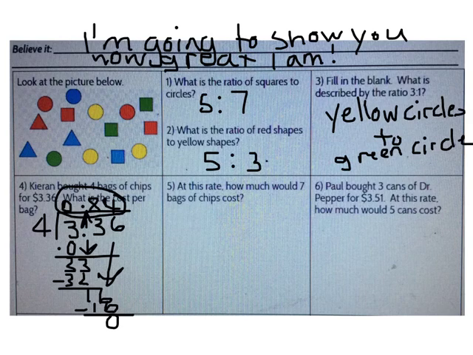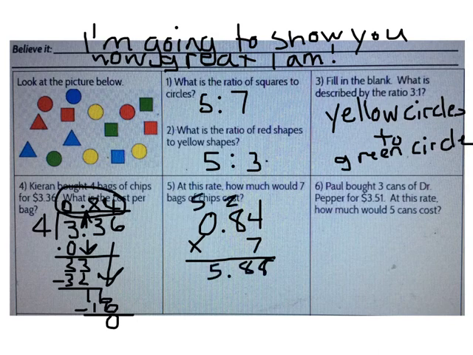At this rate, how much would 7 bags of chips cost? To find this, I can multiply the cost of one bag, 84 cents, times 7. Go ahead and do that now. 7 bags would cost $5.88.